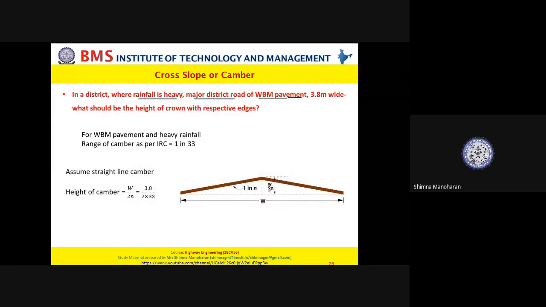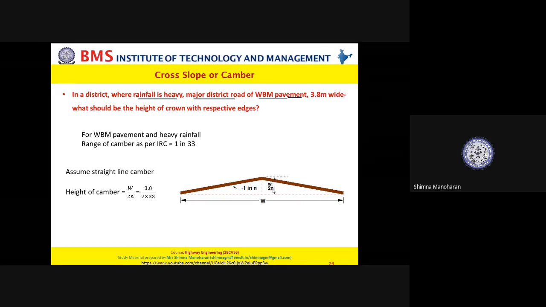So now we know the equation to get the height of camber. Since they have not given whether you have to provide a parabolic slope or a straight line camber, we assume that the camber that you're going to provide here is a straight line. Okay. So the height of the crown is given by what? W by 2n. W is nothing but 3.8 meter. Divide by 2 into n. Okay.